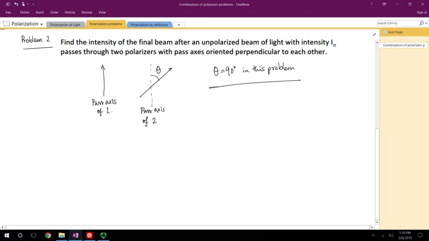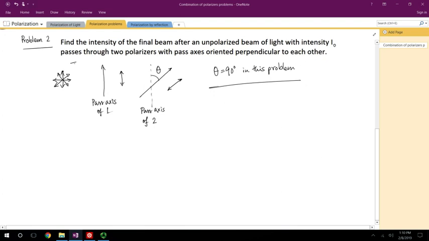Okay, so now the problem says that there is unpolarized light coming through the first polarizer, right? So this is the unpolarized light. We know that after it passes through the first polarizer, only the electric field that is parallel to the pass axis of 1 would stay, and then after it passes through the second polarizer, only the electric fields that are parallel to the pass axis of 2 will stay, right? So we'll have polarized light over here and polarized light over here. So how are the intensities related?